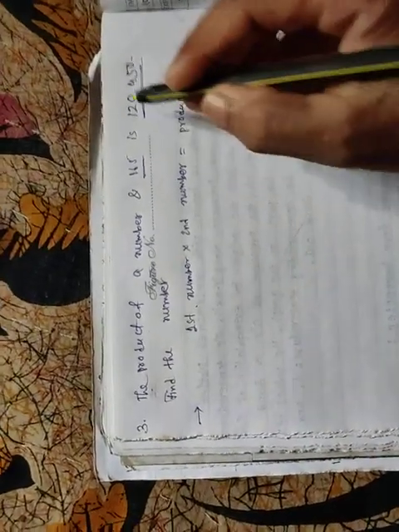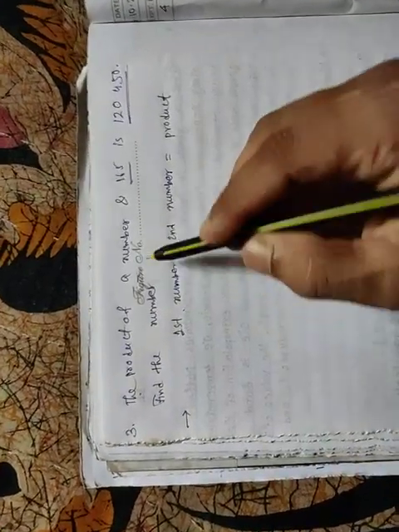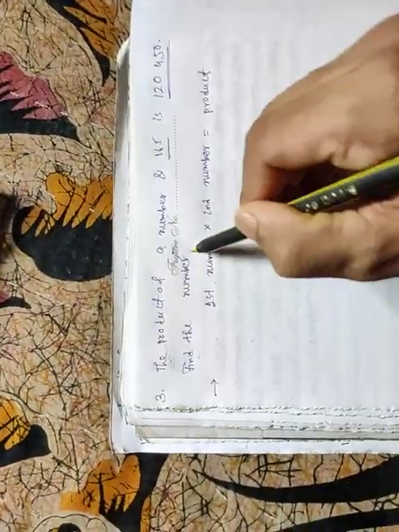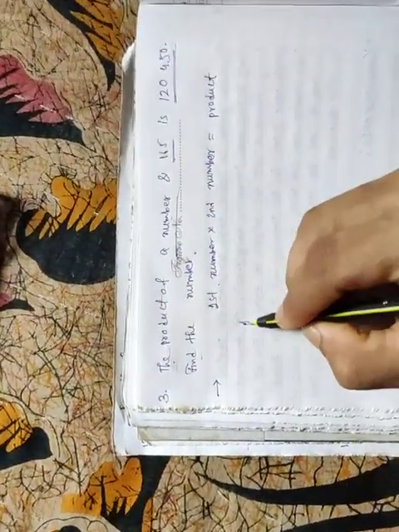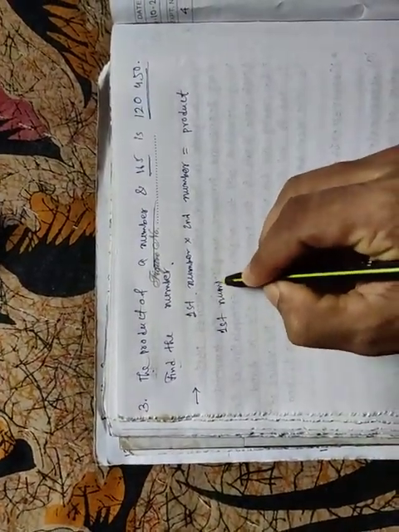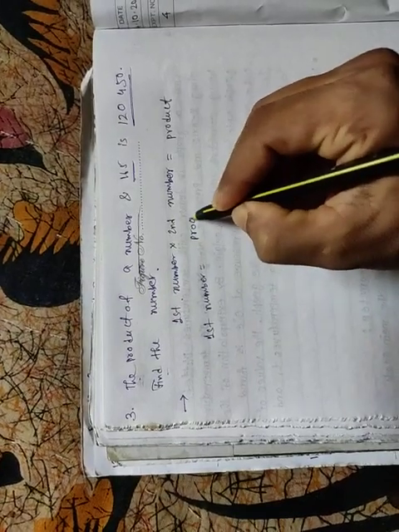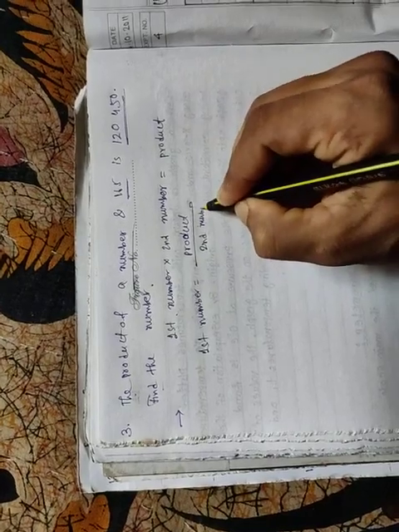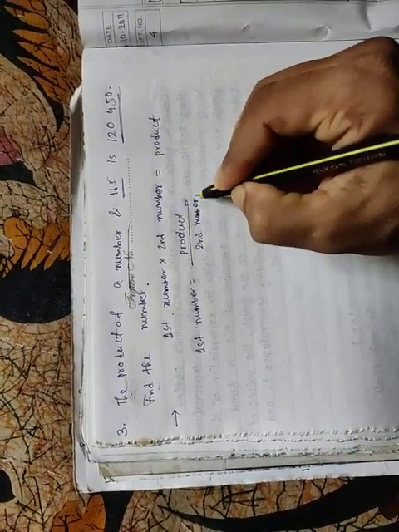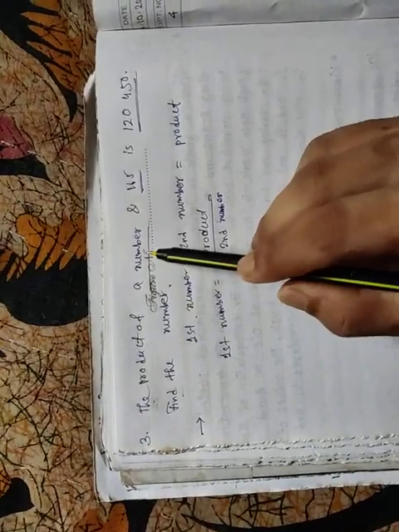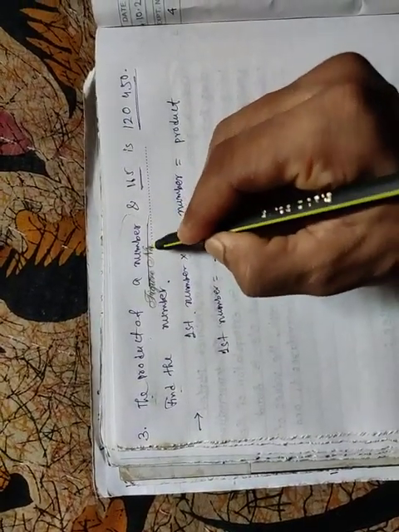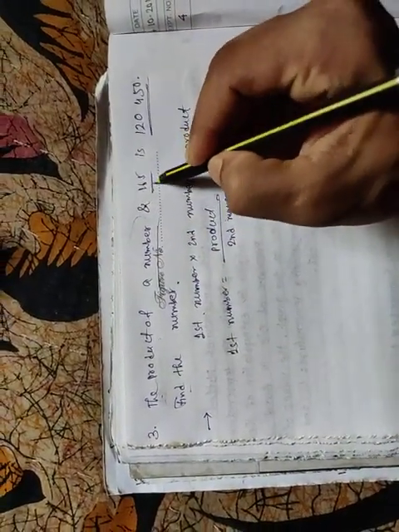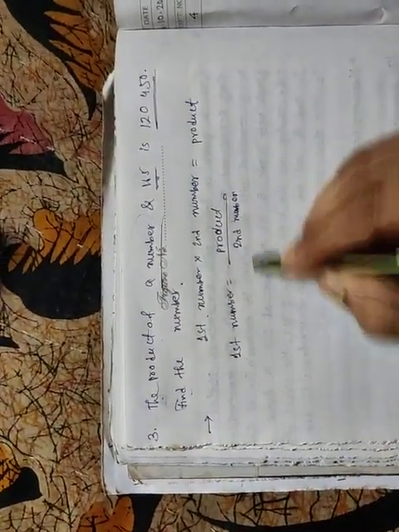So here the product is given, 12040. Find the number. That means you have to calculate the first number. So what was the formula for the first number? First number is equal to product divided by second number. Now you check here whether the second number is given or not. The product of a number, that means this is the first number, and 165, that means 165 is the second number. So the second number is given, and we can calculate the number easily.